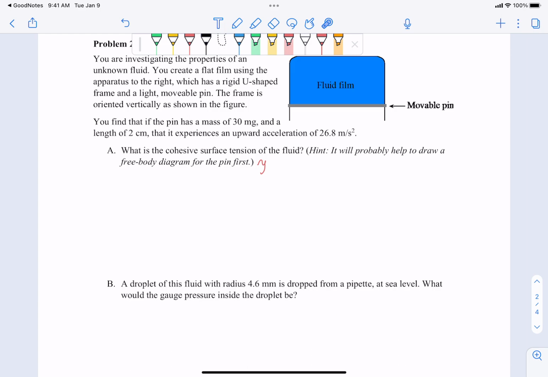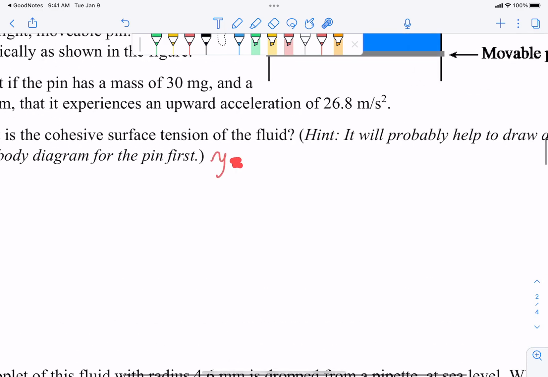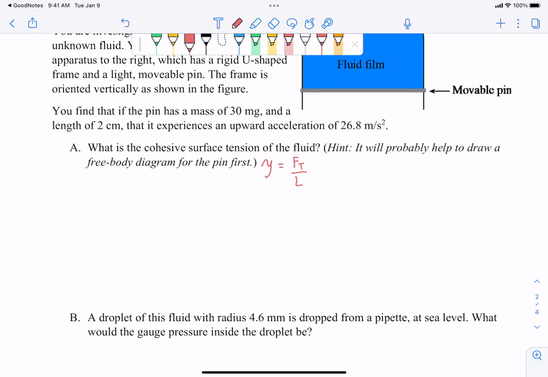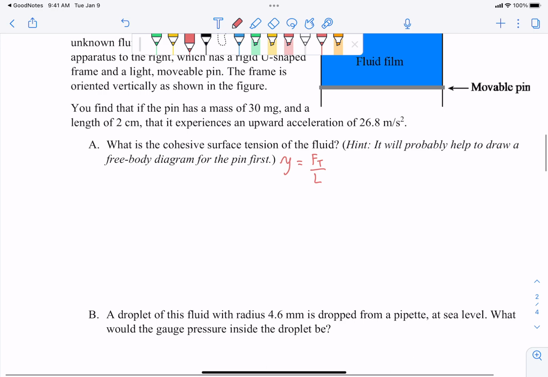Because remember, we can relate gamma to forces of tension, right? We know that gamma is equal to what? Yeah, exactly. So gamma is equal to force of tension over the length, right? Well, how can we calculate this force of tension? Because we have the length, right? Or we can get the length at least, right? So we know that the length is 2 centimeters. But after that, we have mass times acceleration. Yep, exactly.